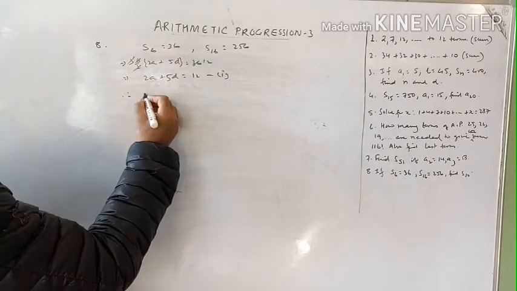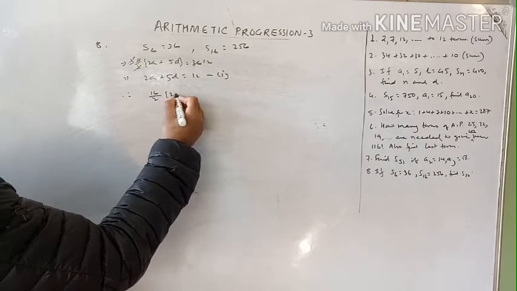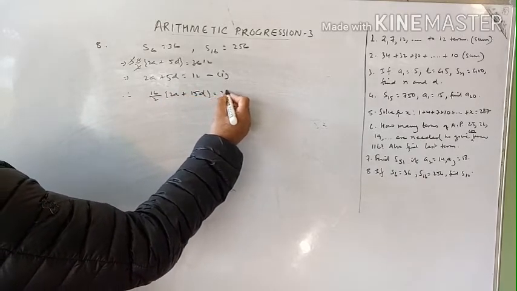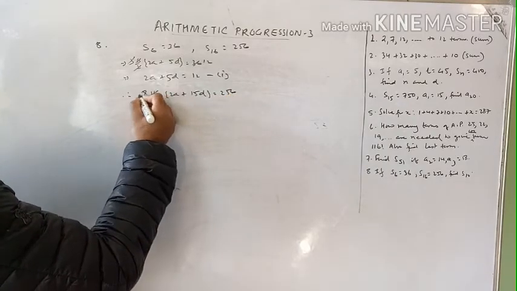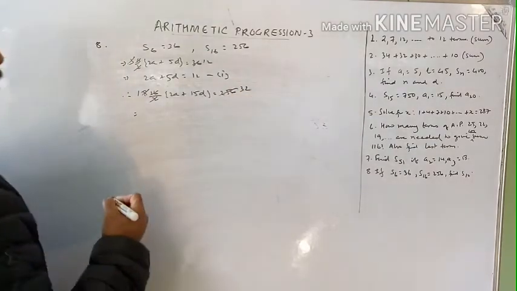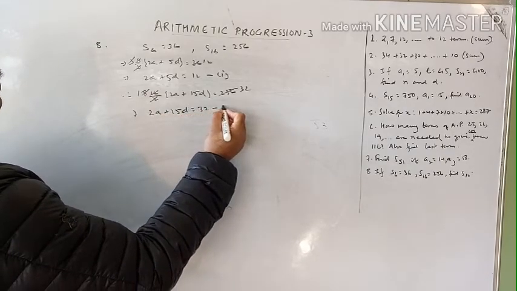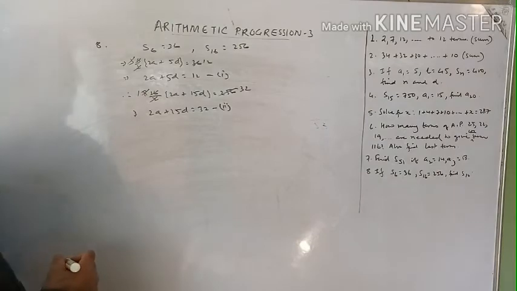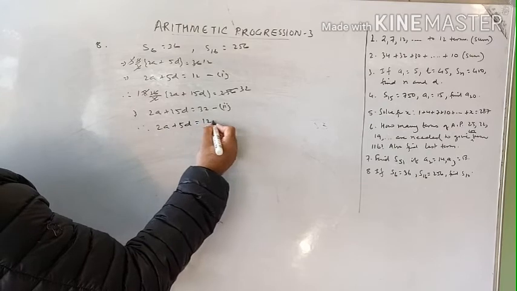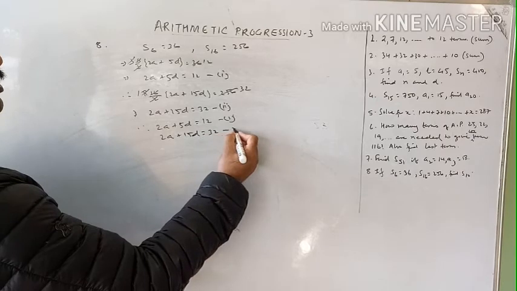Also S16 means 16 by 2 into 2a plus 16 minus 1, 15d, is equal to 256. Here 2 will go 8 times, 8 will cancel here, 8 3s are 24, 8 2s are, so 32 times. So you get 2a plus 15d equal to 32, equation number 2. Now we'll solve simultaneously and find the values of a and d. So we write together 2a plus 5d equal to 12, equation number 1, and 2a plus 15d equal to 32, equation number 2.